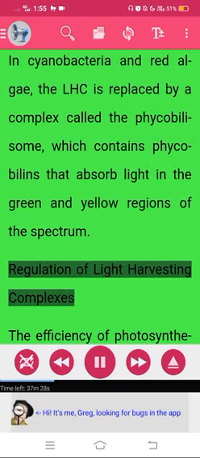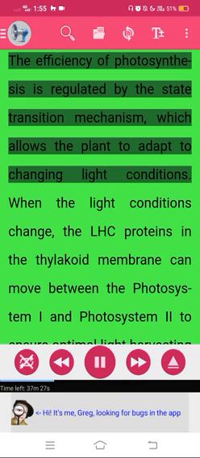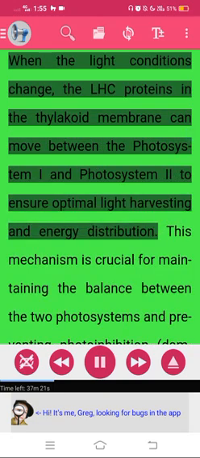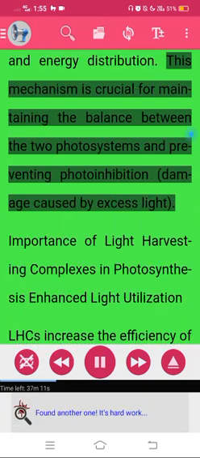Regulation of light harvesting complexes. The efficiency of photosynthesis is regulated by the state transition mechanism, which allows the plant to adapt to changing light conditions. When the light conditions change, the LHC proteins in the thylakoid membrane can move between photosystem I and photosystem 2 to ensure optimal light harvesting and energy distribution. This mechanism is crucial for maintaining the balance between the two photosystems and preventing photoinhibition, damage caused by excess light.